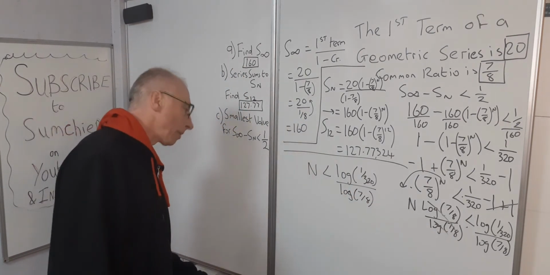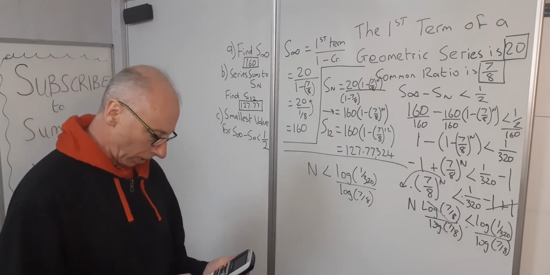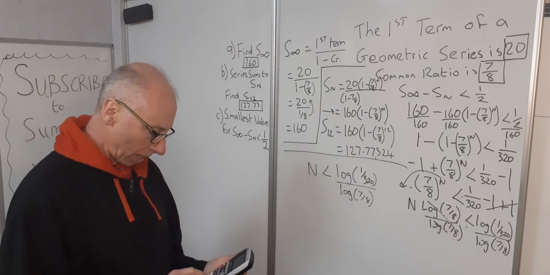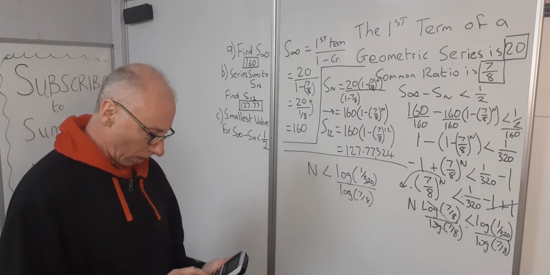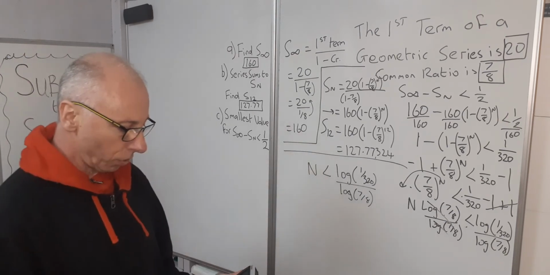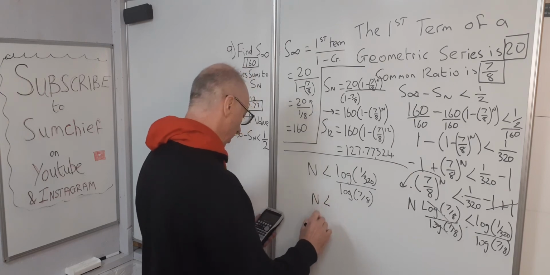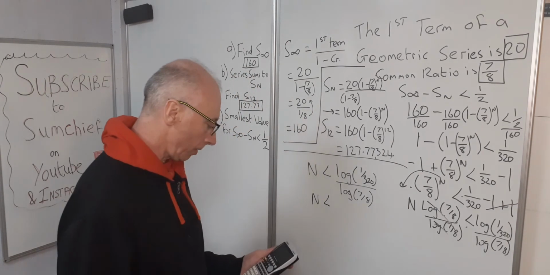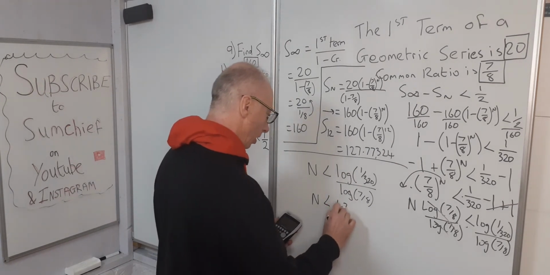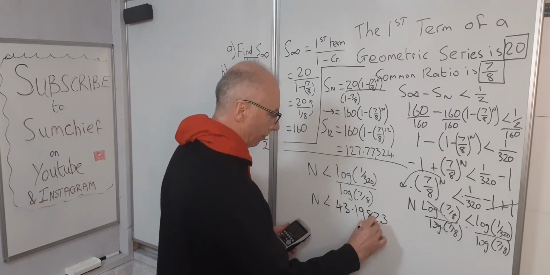Okay, let's type that into the calculator. So log 1 over 320 divided by log of 0.875, and we get 43.19823. So n is less than 43.19, and so on.